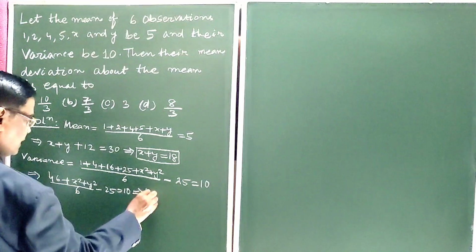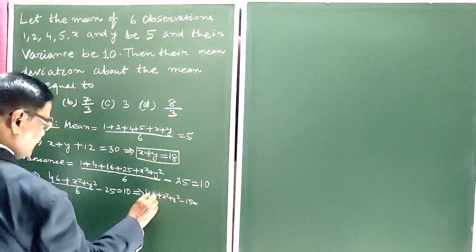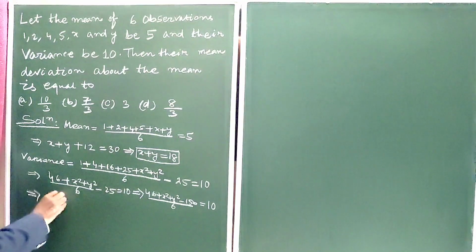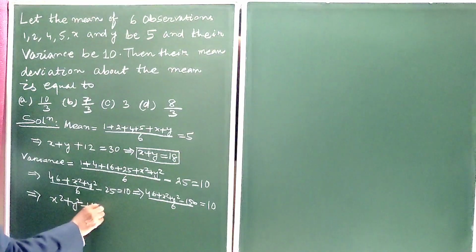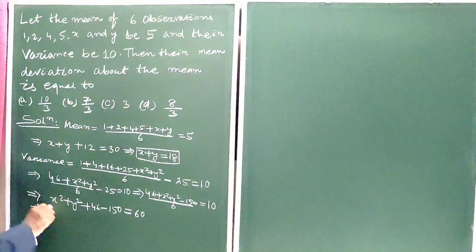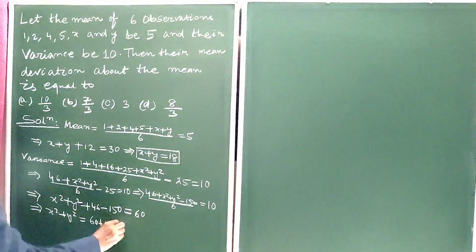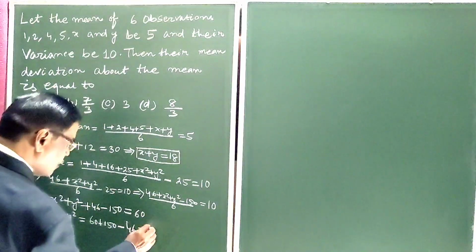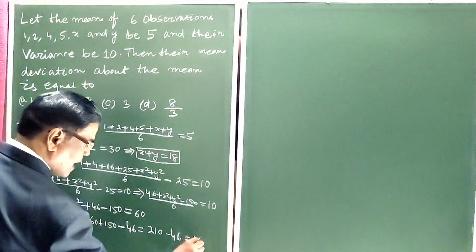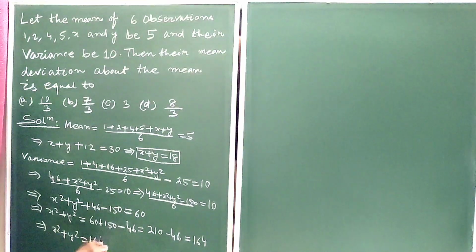This implies (46 + x square + y square minus 150) divided by 6 is equal to 10. This implies x square plus y square plus 46 minus 150 is equal to 60. This again implies x square plus y square is equal to 60 plus 150 minus 46, equals 210 minus 46, which is 164. This implies x square plus y square is equal to 164.